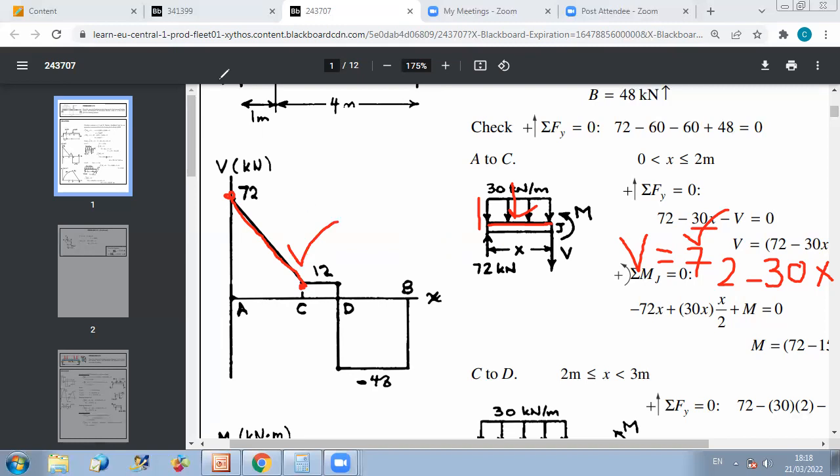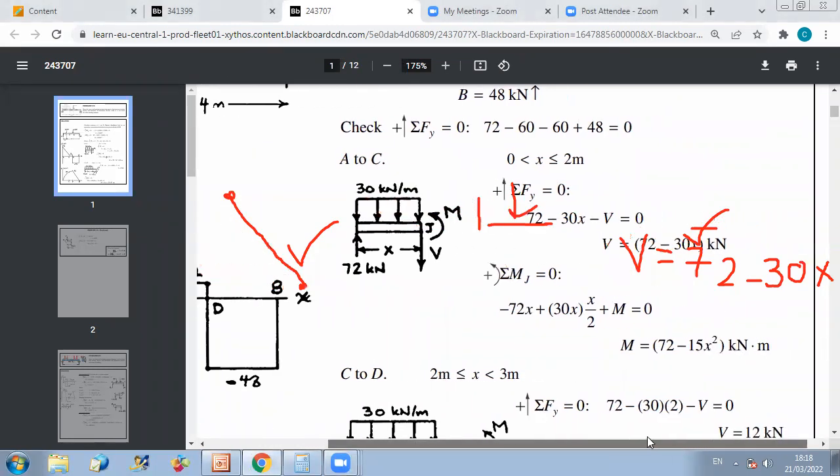Now, in order to determine the bending moment in this section as a function of x, as we discussed, I do sum of moments about this point equal to 0.